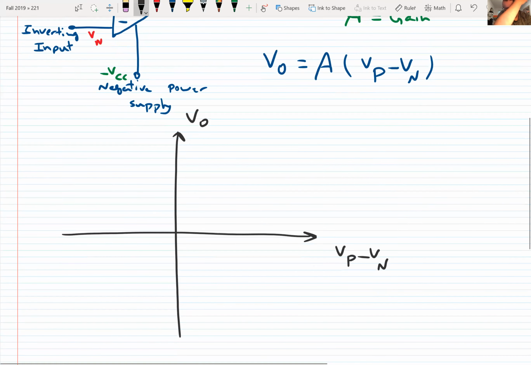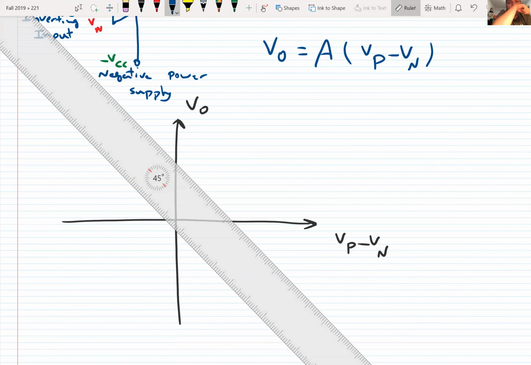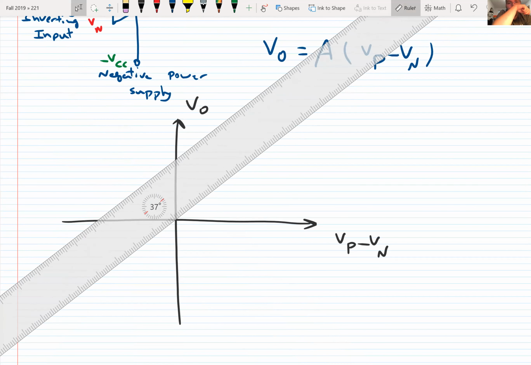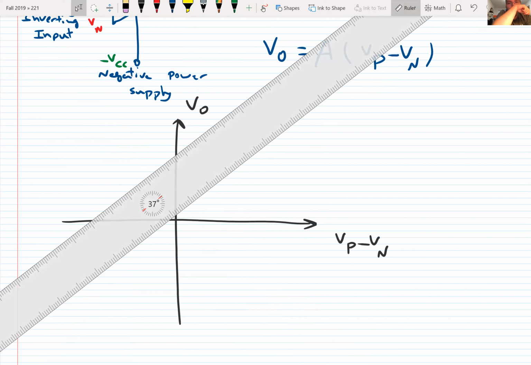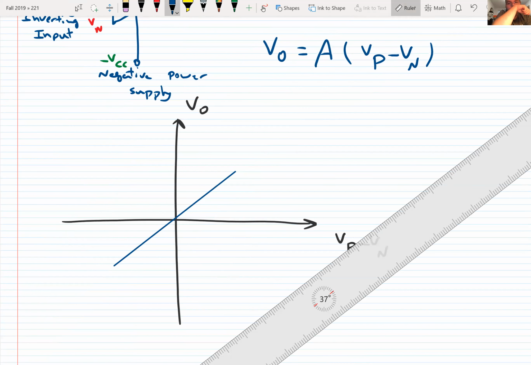Okay, if we draw the line, I have a ruler here. We see that the relationship between voltage and current should be in this form.